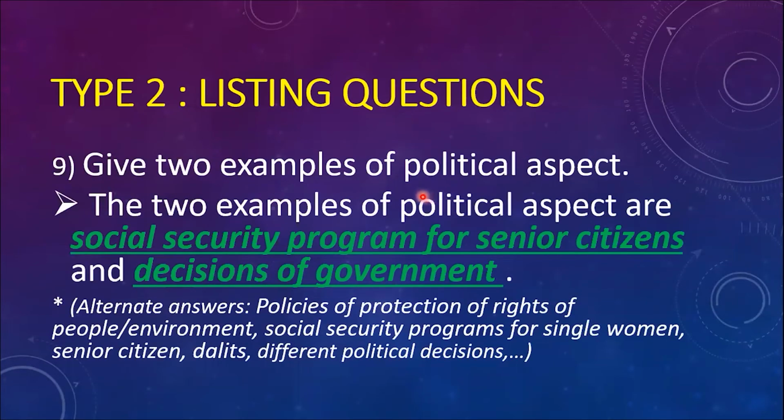Give 2 examples of political aspect. The 2 examples of political aspect are social security program for senior citizens. That can be one program of government, and next is decision of government. So instead of that, you can give other alternative answers as well. Look here, policies of protection of right of people or right of environment, social security programs for single women or senior citizen or Dalits, and different political decisions. These all can be given in example.